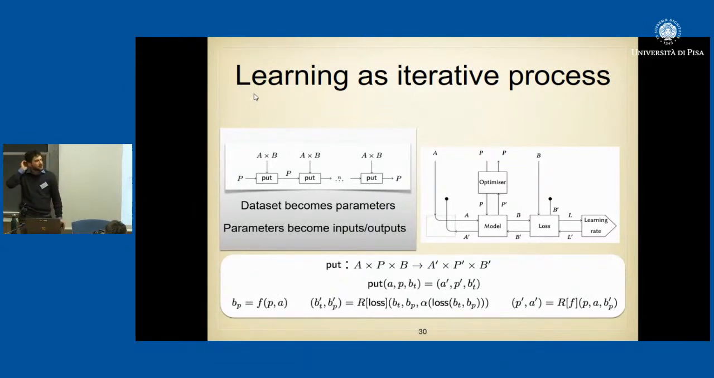Because if you think about machine learning, the real protagonists are the parameters, no? That needs to evolve, and the inputs and the labels are just used as extra ingredients that you use in this learning process.